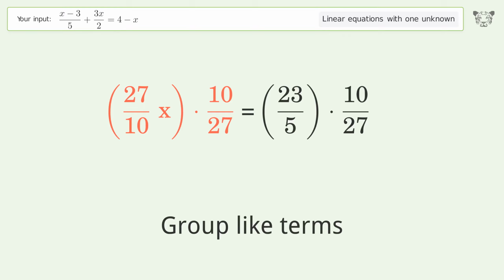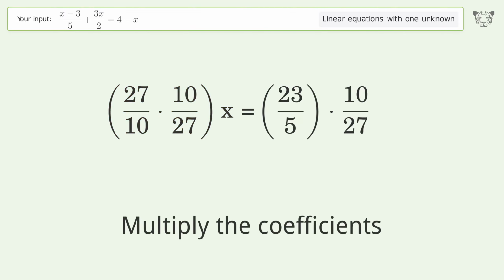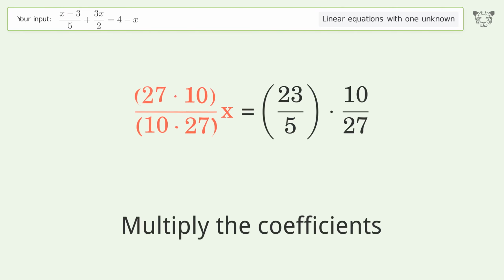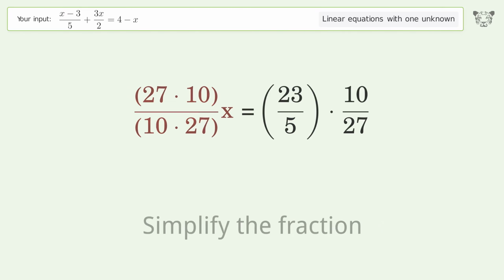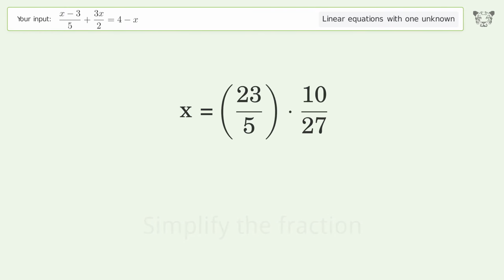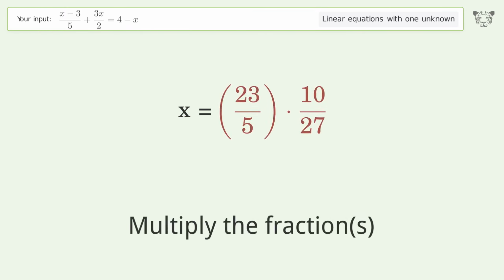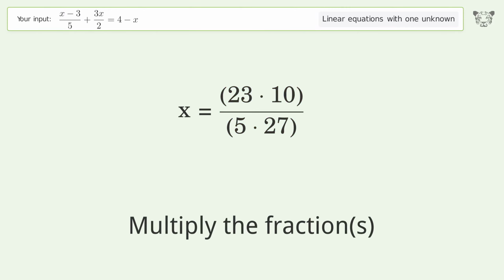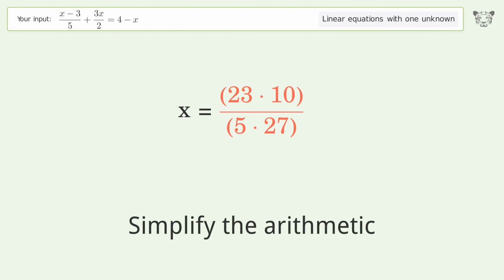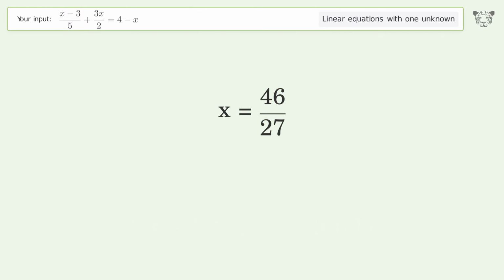Group like terms. Multiply the coefficients. Simplify the fraction. Multiply the fractions. Simplify the arithmetic. And so the final result is x equals 46/27.